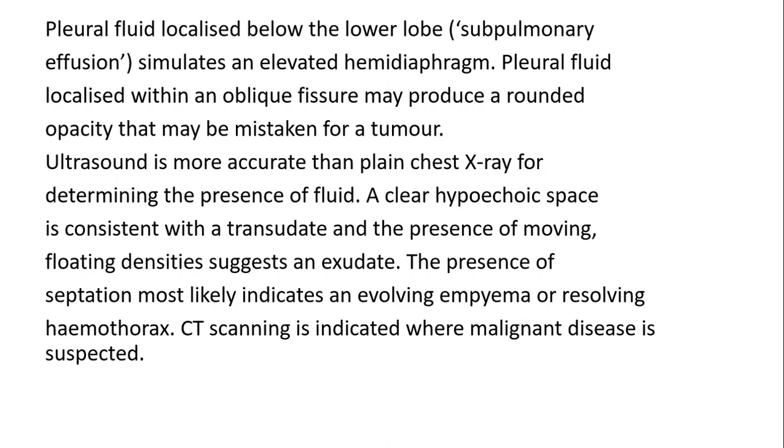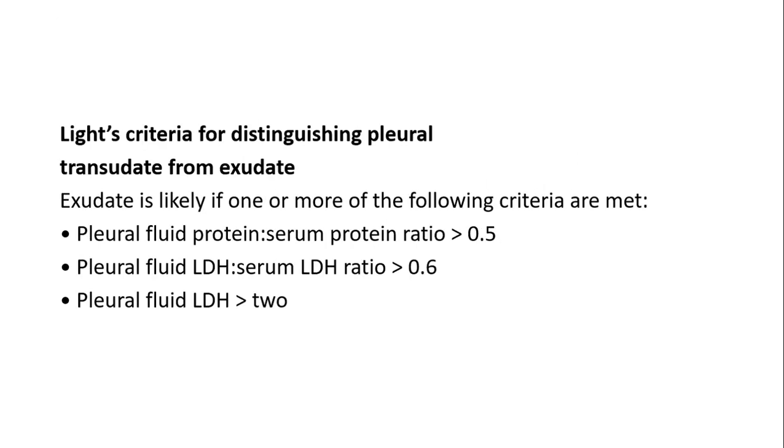Ultrasound is more accurate than plain X-ray for determining the presence of fluid in the pleural space. A clear hypoechoic space is consistent with a transudate, and the presence of moving floating density suggests an exudate. The presence of septation most likely indicates an evolving empyema or resolving hemothorax. CT scanning is indicated where malignant disease is suspected.